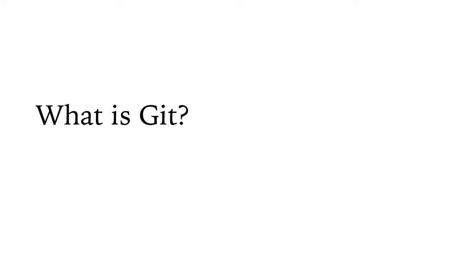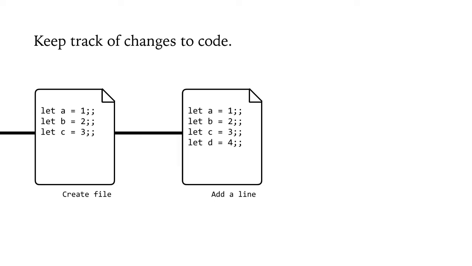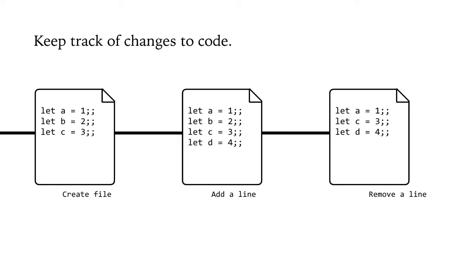This video is going to explore briefly what Git is and how you can use it. Git is a piece of version control software. That means that it's a programming tool that you can use to keep track of changes that you make to your code, so that you know when you made changes and what changes you made.